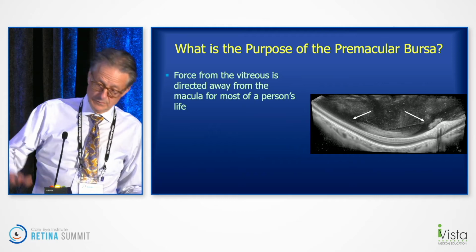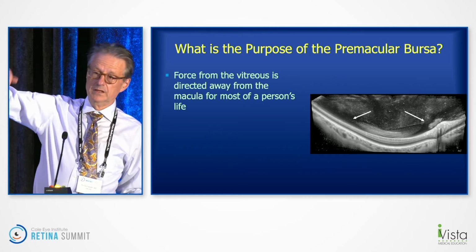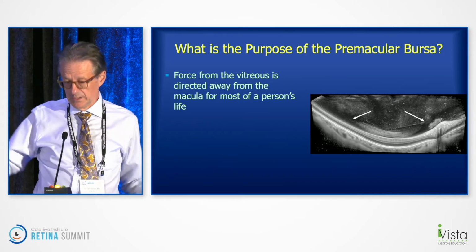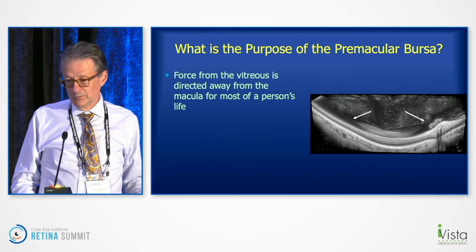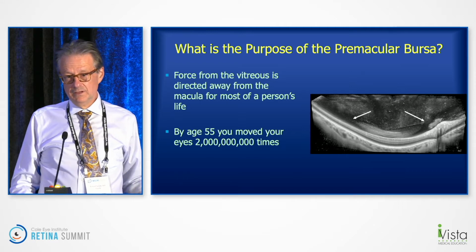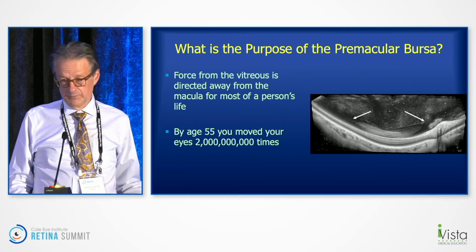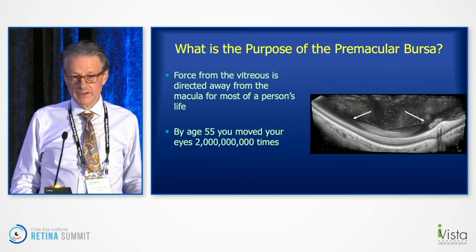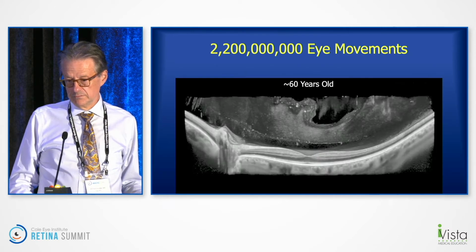Now, when you start to have a posterior vitreous detachment and it comes up through the macula, at that point later in life, which is a time when most humans have never lived to, then you can get traction on the central macula. So just think about it. By the time you're 55, you move your eye about 2 billion times. You can't open and close a car door 2 billion times without something happening, but our eyes work great, right? So it's a pretty amazing structure when you think about it.